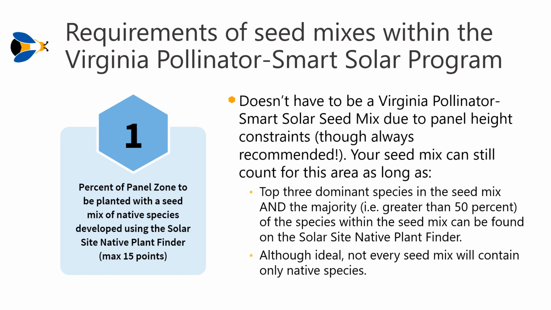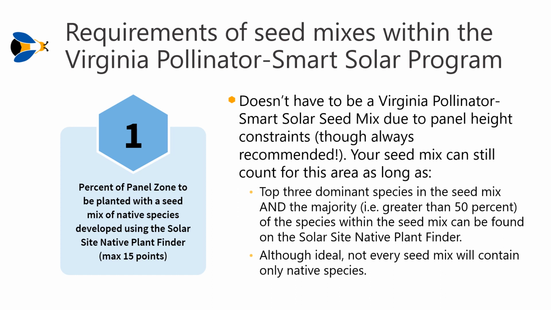So in the panel zone, the seed mix does not have to be Virginia Pollinator-Smart. However, your seed mix can still count as mostly native if the top 3 dominant species in the seed mix and the majority of the species in the seed mix can be found on the Solar Site Native Plant Finder. Although it would be ideal to have a Virginia Pollinator solar seed mix, not every seed mix is going to contain only native species that meet those requirements.